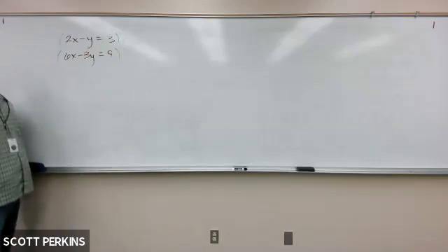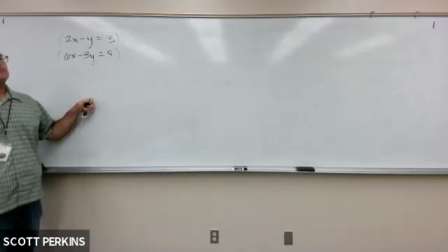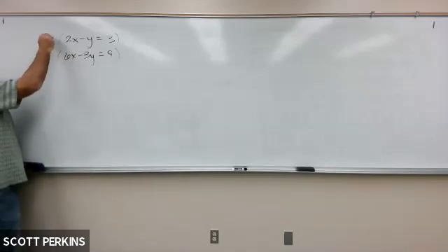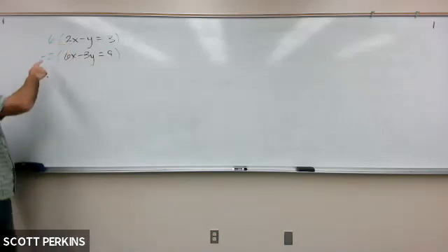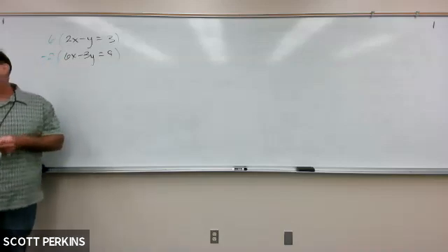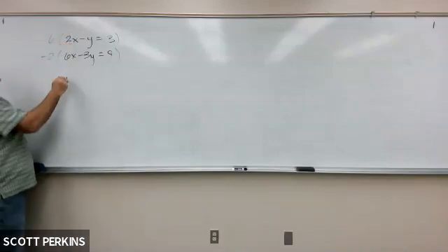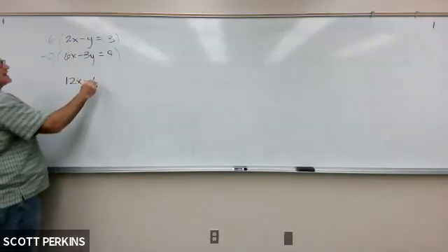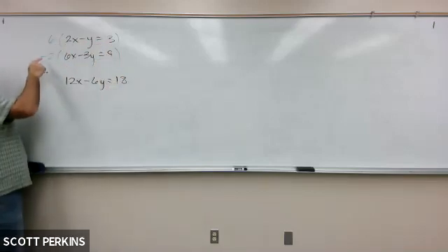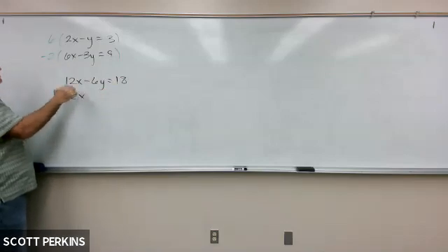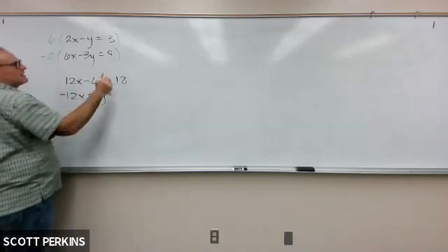So if you used 6 as the common multiple, 12, 24, 18, whatever, you will all end up in the same place. So what I was told, I'm going to multiply the top one by 6, because 6 times 2 is 12, and then the bottom one by -2, because -2 times 6 will be -12. It's going to work great. So let's do this. 6 times 2x is 12x. 6 times -y is -6y. 6 times 3 is 18. The bottom equation, -2 times 6 is -12x. -2 times -3 is +6y. And -2 times 9 is -18.